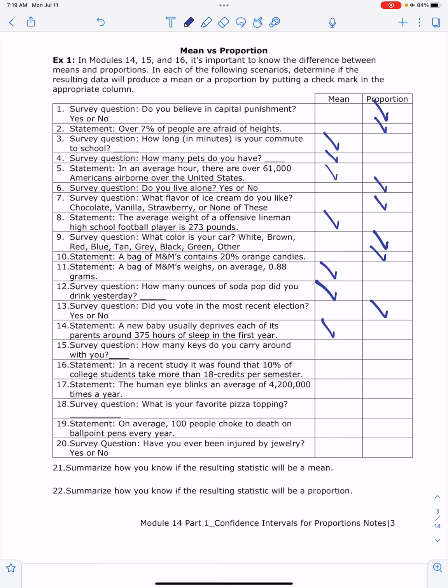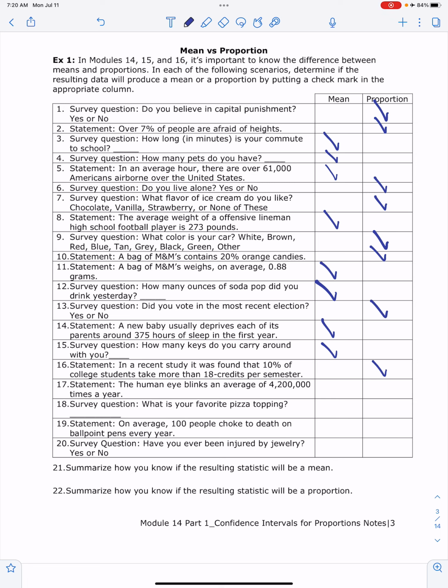15, how many keys do you carry around with you? Mean. We can average the number of keys that people carry around. Even though the answer is going to be a discrete value, people carry 1 or 2 or 4 or 7 keys around. Once we average that, chances are we will get a decimal. That is okay. 16, in a recent study, it was found that 10% of college students take more than 18 credits per semester. There's a proportion.